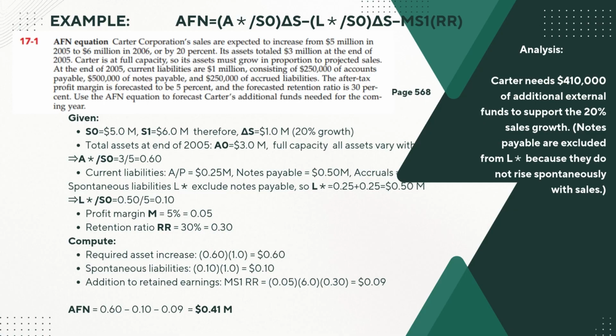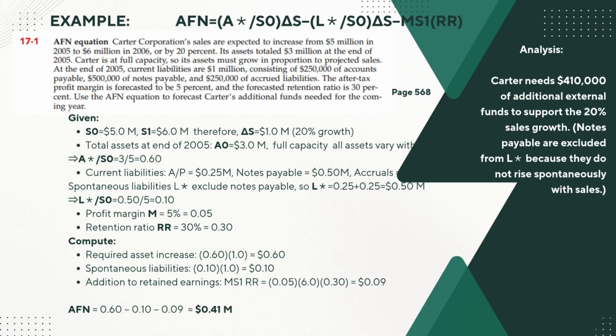At the end of 2005, current liabilities are $1 million, consisting of $250,000 of accounts payable, $500,000 of notes payable, and $250,000 of accrued liabilities. The after-tax profit margin is forecasted to be 5%, and the forecasted retention ratio is 30%. Use the AFN equation to forecast Carter's additional funds needed for the coming year.